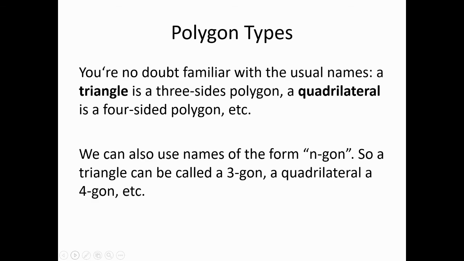Polygon types. No doubt you're familiar with the categorization of polygons based upon the number of sides and the words that are used for this. So a triangle is a three-sided polygon. A quadrilateral is a four-sided polygon, and so on.